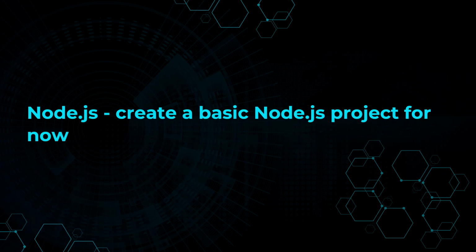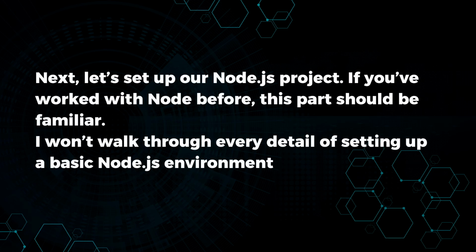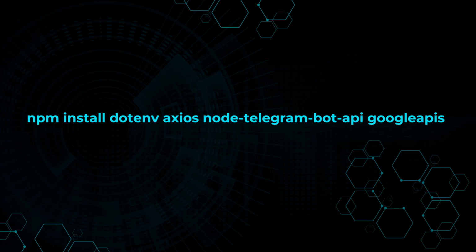Next, let's set up our Node.js project. Skipping the actual creation process here because I'm sure you already know how to set up a Node.js project. Now, let's install the dependencies we will need in this project. Run the command to install dependencies, which you see on the screen. All of these dependencies we will need in our Node.js project.